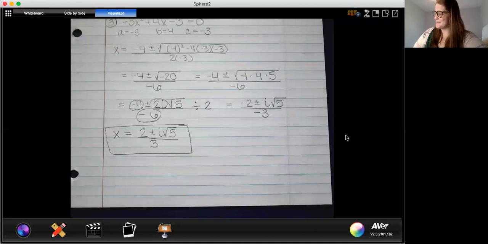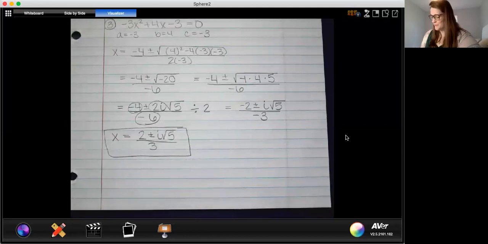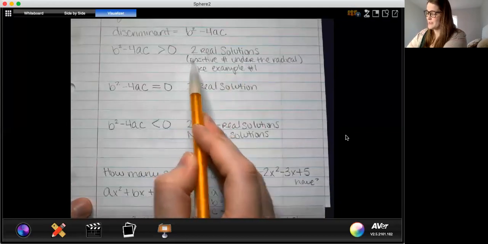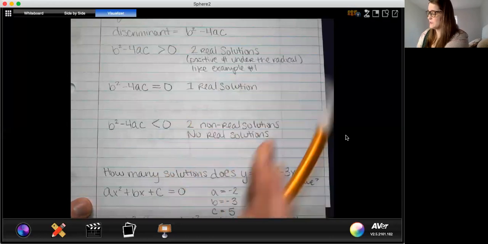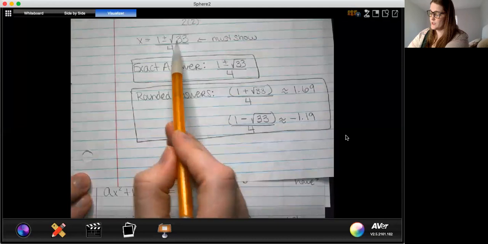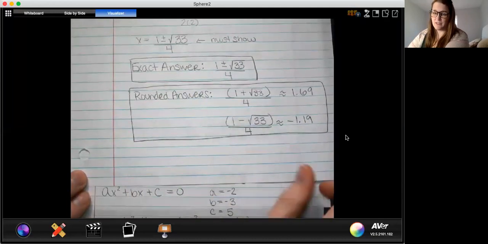Hopefully. Okay, number 3 we have here. You will not have any approximate answers for this one either because you cannot approximate an imaginary number, but we'll talk about that a little bit later. So let's reflect back on the discriminant. The discriminant has 2 real solutions because it has a positive number under the radical, which is like example number 1. Okay, we had 33, so therefore here's our exact answer and here's our rounded answers.